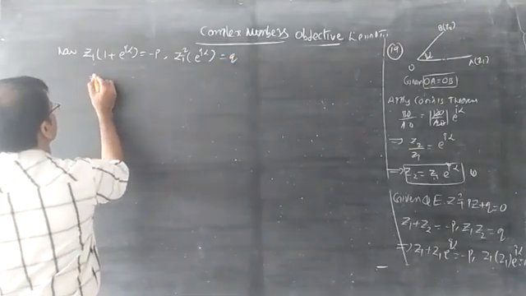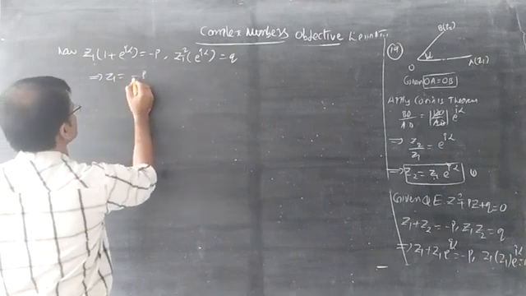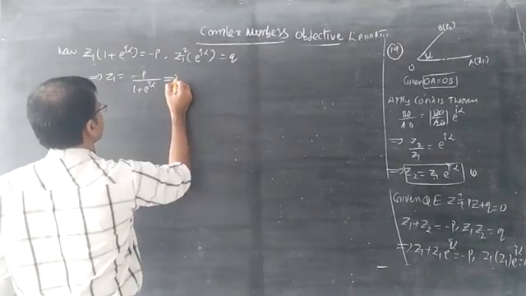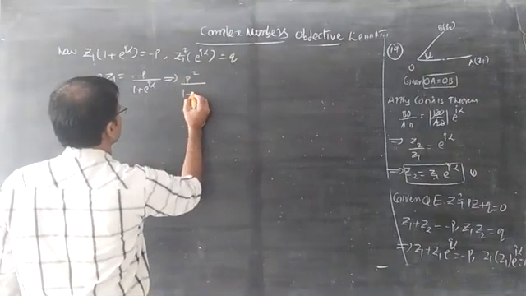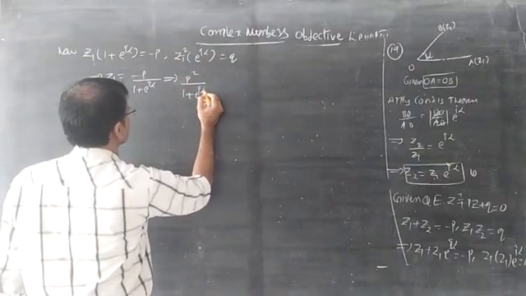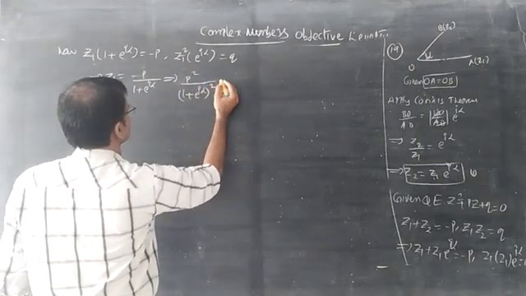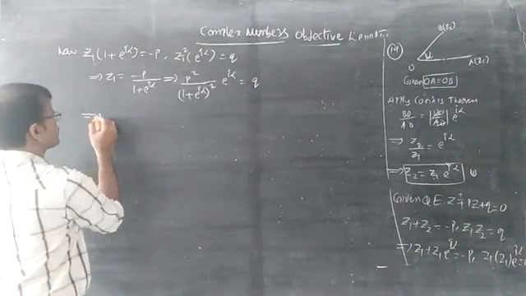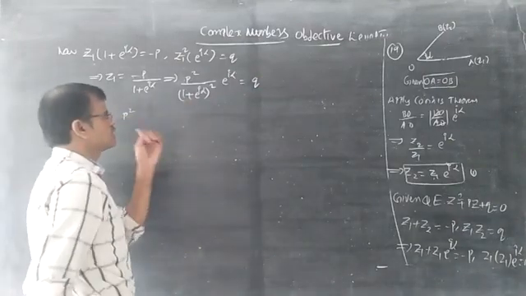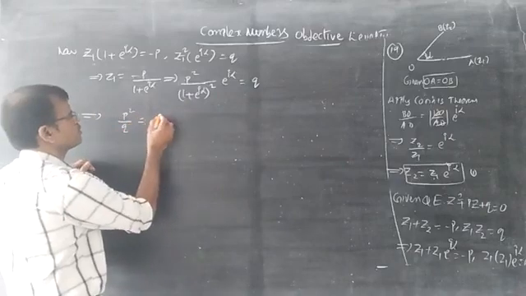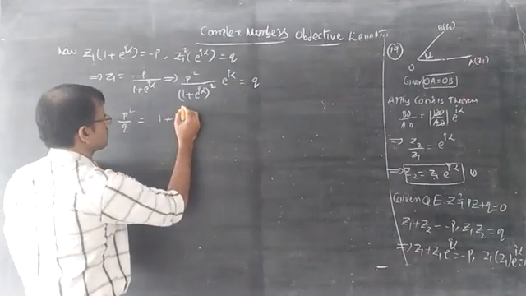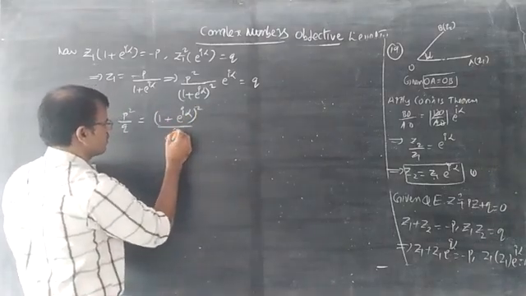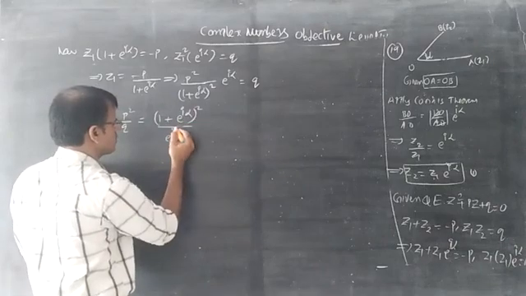Now write like this. Z1 is equal to minus P by 1 plus e power I alpha. Substitute here instead of Z1. So you get P square by 1 plus e power I alpha whole square into e power I alpha is equal to Q. That implies, taking Q to this side, P square by Q is equal to e power I alpha whole square by e power I alpha, so we have 1 plus e power I alpha whole square by e power I alpha.